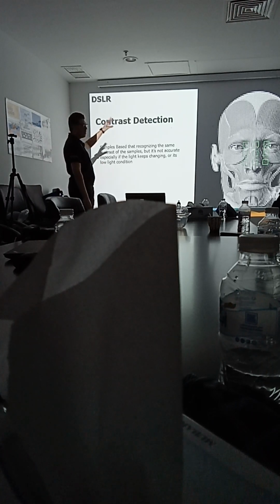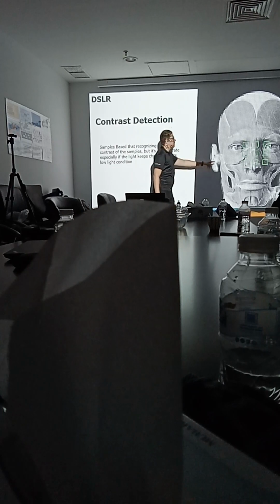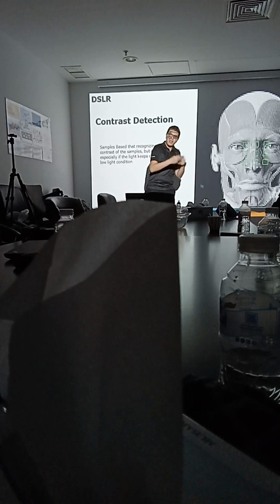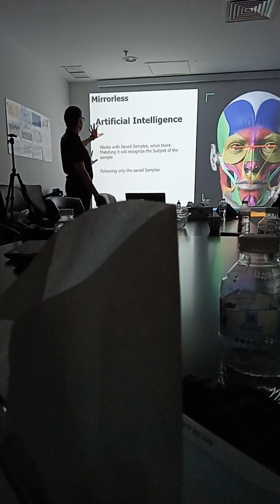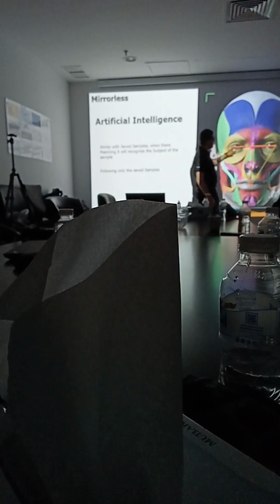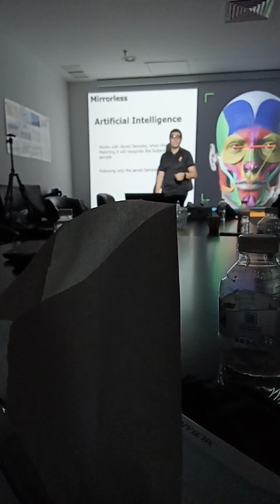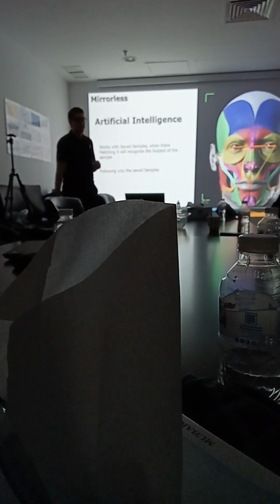Contrast detection. Previously in DSLR, the camera would see the human face like this. And then technology kept moving and moving, and then we have artificial intelligence. The camera starts to see the human like this, recognizing the eyes, recognizing the nose. But it was not enough. If someone is using a mask or glasses, the camera will not catch you.